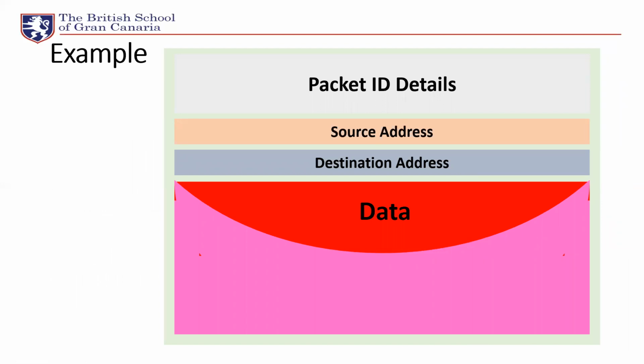So your selfie will have packet ID details, such as going to Carlos's phone, maybe. The source address is probably your phone. So the packet ID details could be my selfie, then the source address is your phone, then the destination address is Carlos's phone. And then the data inside it would be your selfie.